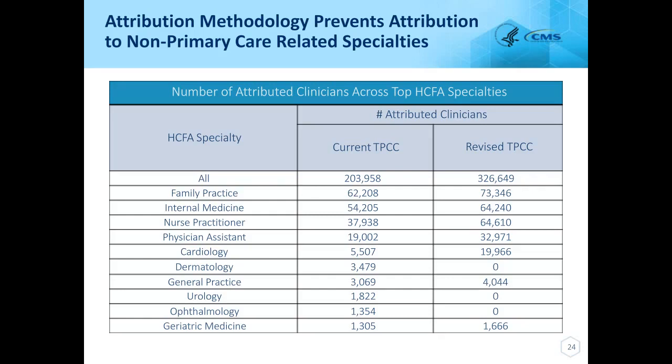One thing you'll note is that the total number of clinicians increases here from the current TPCC measure to the revised TPCC measure. This has to do in part with the multiple attribution of clinicians. But I should note that this number does not take into account certain restrictions that will affect who actually gets a MIPS composite score. So for instance, this number is for all clinicians and doesn't take into account which clinicians are qualifying participants for advanced APMs, for instance.